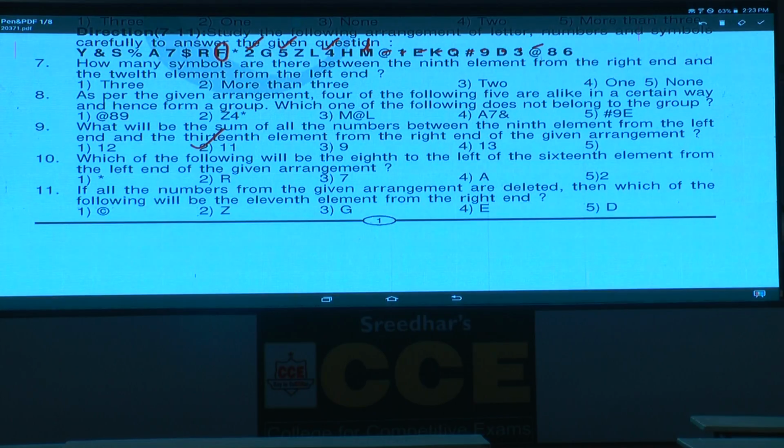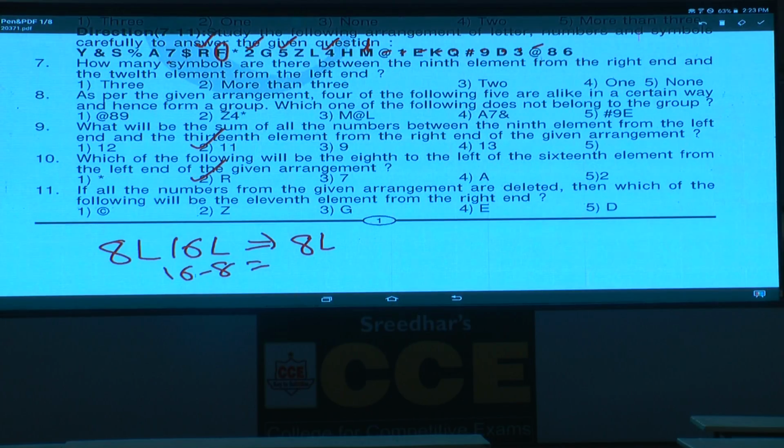Then the 10th one. Which of the following will be the 8th to the left of the 16th from the left? 8th to the left of 16th from the left hand. 8th left and 16th left. That means left and left, same direction. Same direction, subtract between these two. Finally, we will have the 8th element from the left hand side because 16 minus 8 is 8. 8th element from the left hand. What is 8th from the left? 3, 6, 7, 8. 8th from the left is R. R is given in choice 2. Question number 10, it is choice 2.